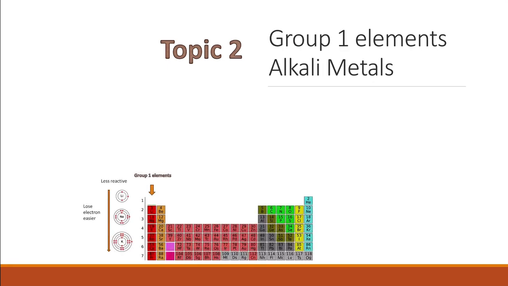Topic 2 is group 1 elements or alkali metals. So you should remember the physical properties. They are solids with low melting points and they have low density.